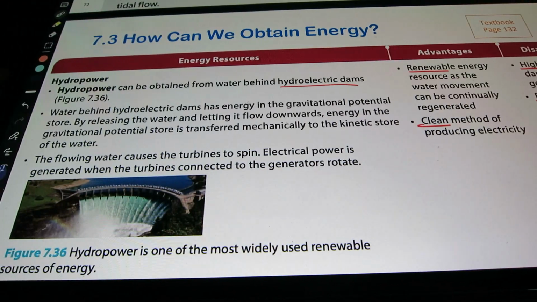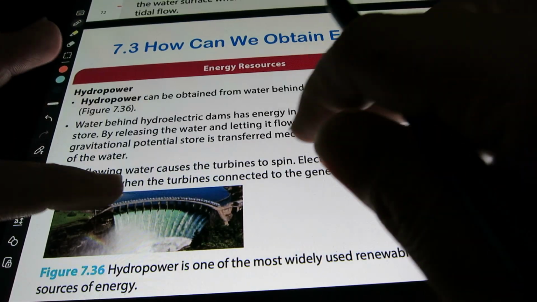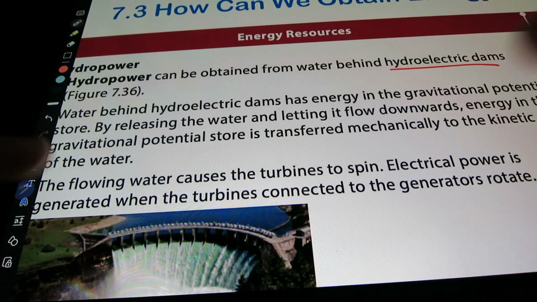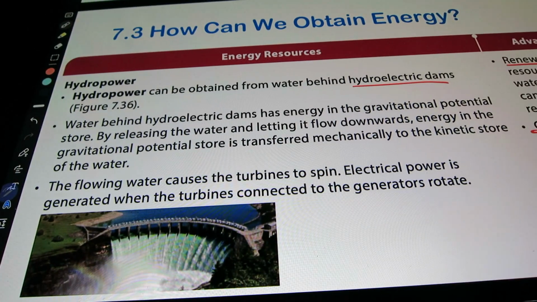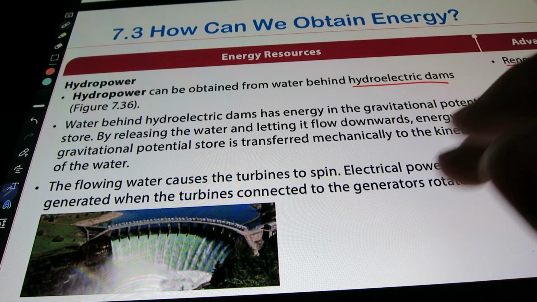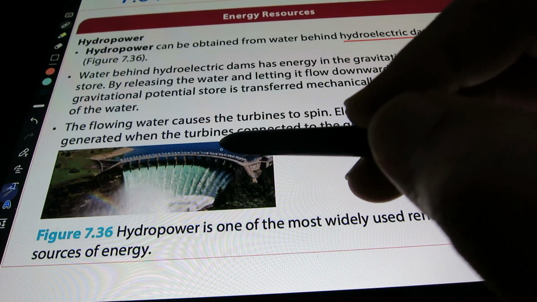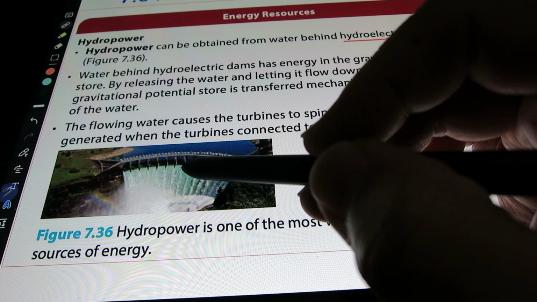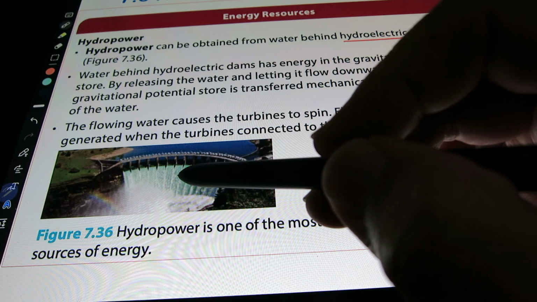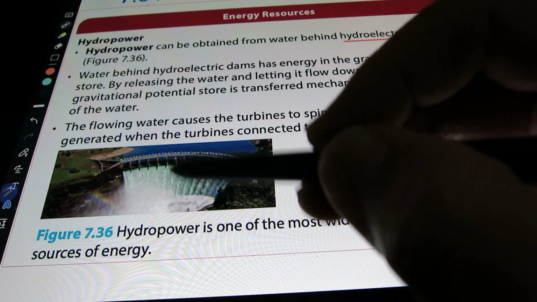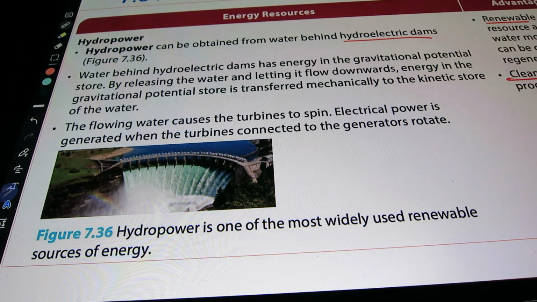We've got hydropower. Hydropower is gaining energy from hydroelectric dams. When you build a dam, you store water up here. When you want energy to be generated, you slowly release the water. You have turbines here. The turbines will spin because of the dropping water, and then you generate electrical energy.